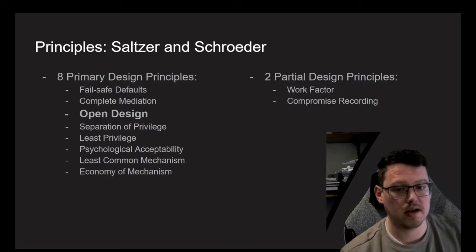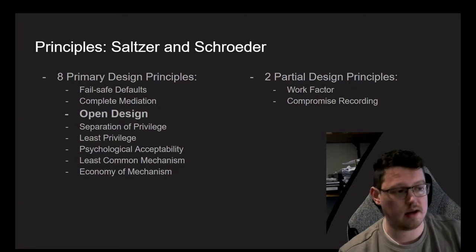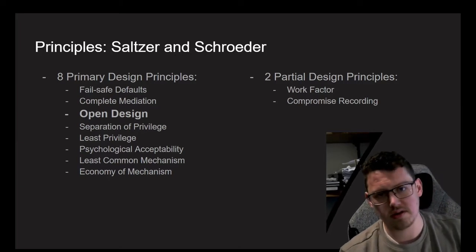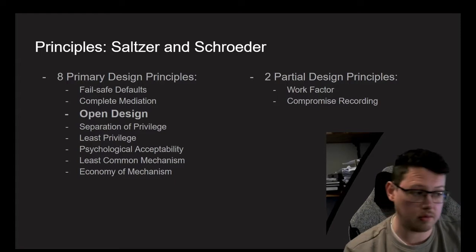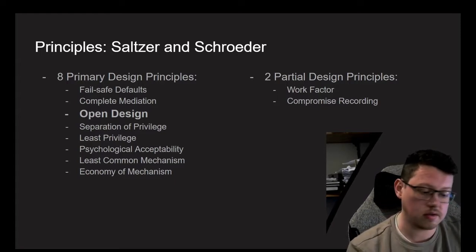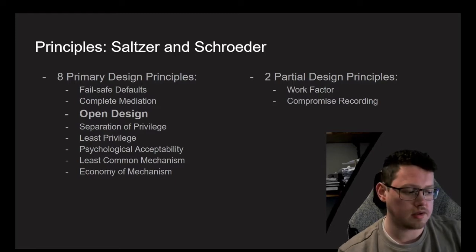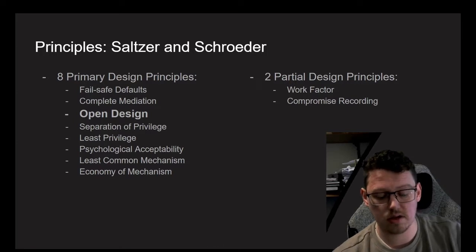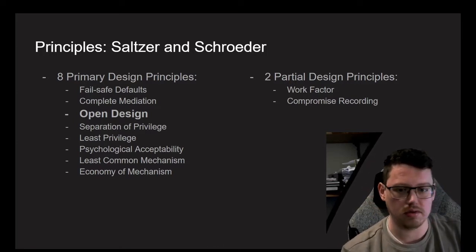Then we've got open design. This is the idea that a security control shouldn't rely on the design of the control being a secret. This approach of security by obscurity is not good. If there's a vulnerability within a system and it's private, that doesn't mean the vulnerability is not there. It just means it's harder for a researcher or an attacker to discover it. But that doesn't mean that it's secure.